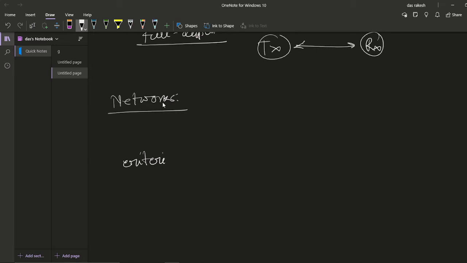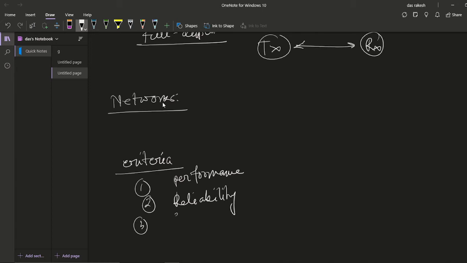The criteria are, first, performance of the network, second, reliability of the network, and third, security of the network. Performance of the network is very important, then reliability, and next security aspects. These are very important.